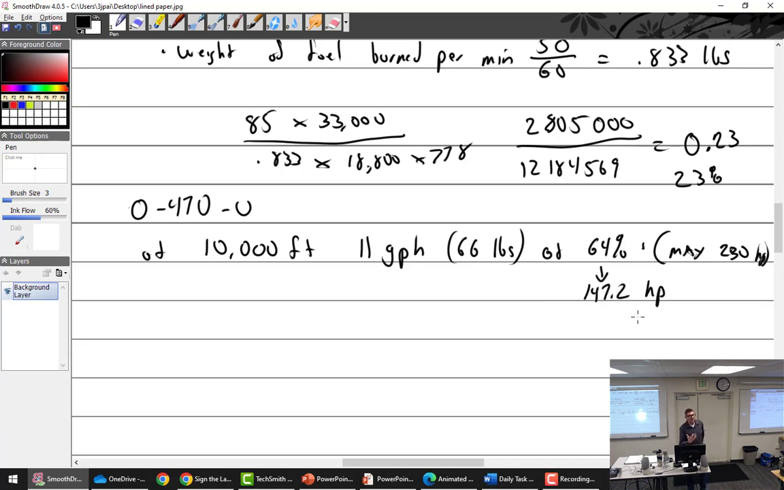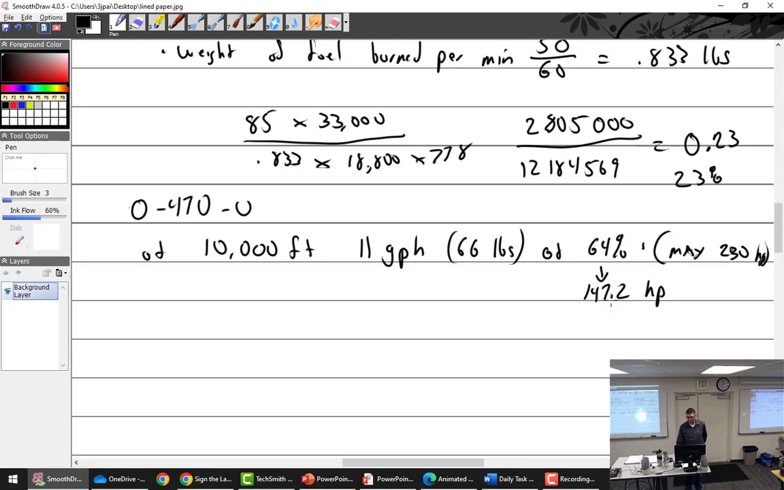So I'm trying to figure out how efficient my engine is. I looked at the pilot operating handbook. 10,000 feet tells me I burn 11 gallons per hour. How accurate is that? Dead accurate. It's insane. I have a fuel flow meter and I go up to 10,000 feet, lean it right how it tells me to lean it, I look at my gallons per hour and it's like 11.2. All right, at 10,000 feet, 11 gallons per hour, 66 pounds at 64% of the max horsepower.